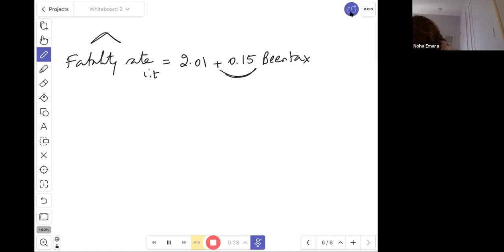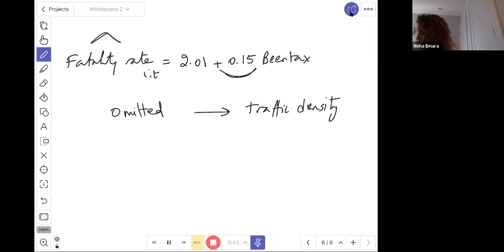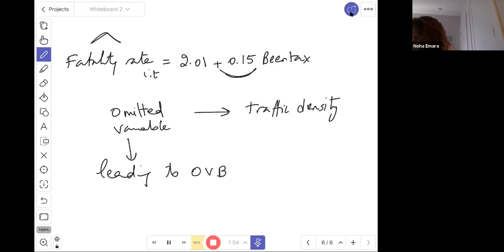So you can think of traffic density as something that is omitted. Traffic density is actually omitted from this regression, and it might be affecting this bias, or leading to the bias, okay? If you still remember the omitted variable bias, in order to have an omitted variable bias, there are two important conditions.